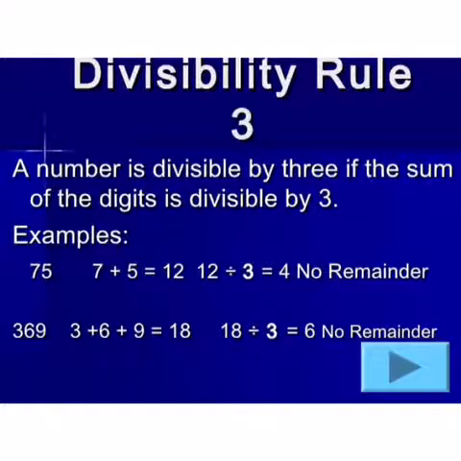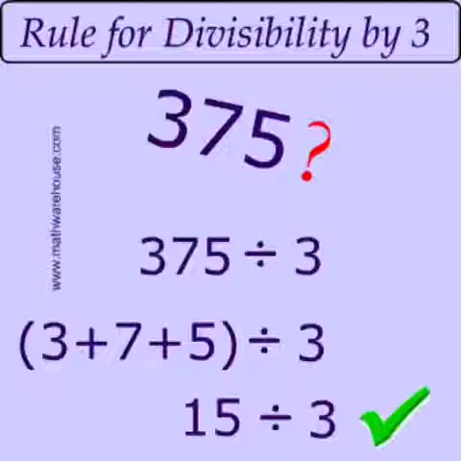Now another example is 75. When we add the digits of 75, that is 7 and 5, it gives 12, and when 12 is divided by 3, it gives 4, that is, no remainder. That means 75 is also divisible by 3, or it passes the divisibility rule of 3. Then comes 369. 3 plus 6 plus 9 gives 18. Again 18 is also divisible by 3 and it is also a multiple of 3.